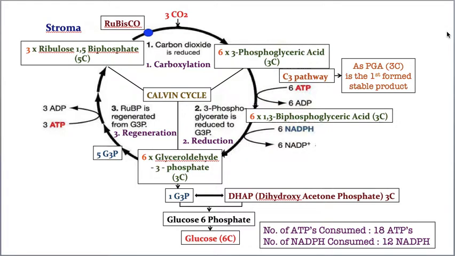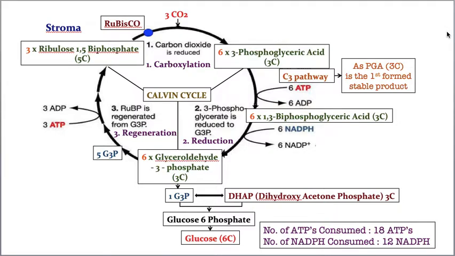But for my satisfaction, I will give just a 1 minute recap of the Calvin cycle. This dark reaction takes place in the stroma, because the stroma consists of Rubisco, because Rubisco is present in the stroma. The dark reaction takes place in the stroma only. This Calvin cycle takes place in 3 steps. The first step is carboxylation, the second step is reduction, and the third step is regeneration.